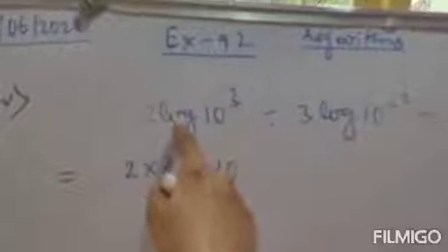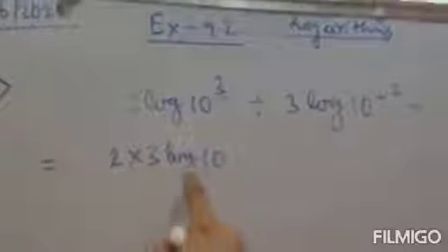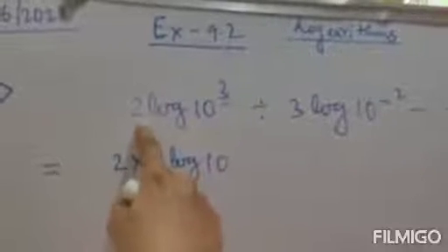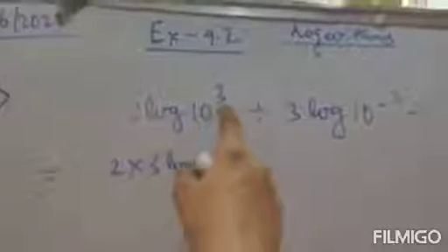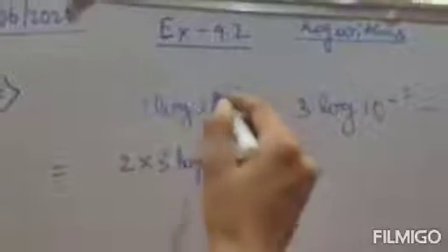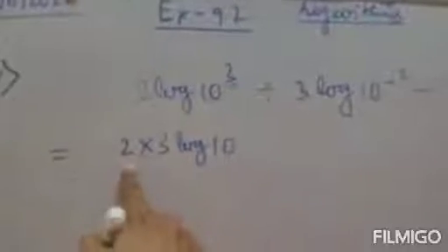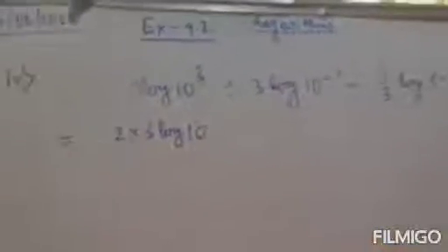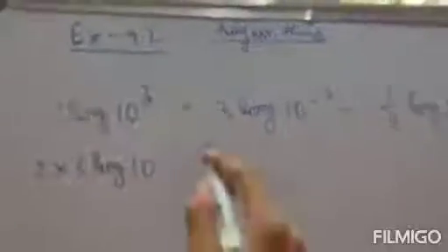So it will be multiplied with the log term. So 3 into log 10. So 3 into log 10 means 3 log 10. And 2 is already present. That is, 2 is already multiplied with the log term. 2 log 10 to the power 3 means 2 into log 10 to the power 3. So 2 is present initially. So 2 is present over here. That is 2 into 3 log 10. So 2 into 3 log 10. Clear? Next.